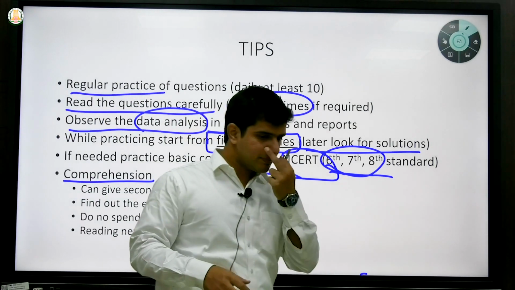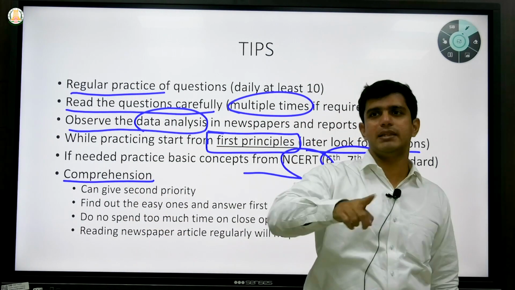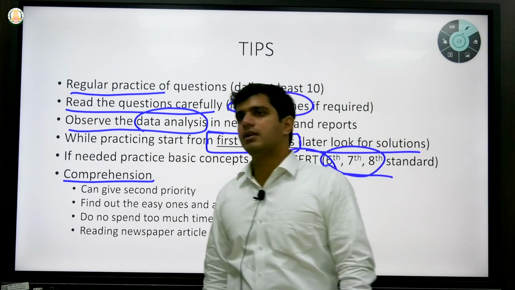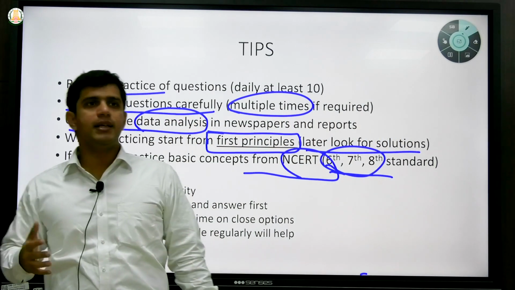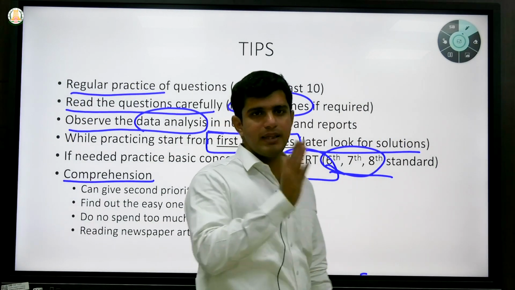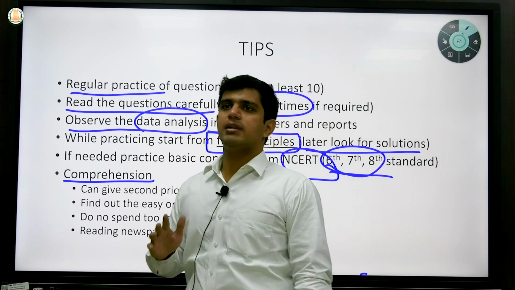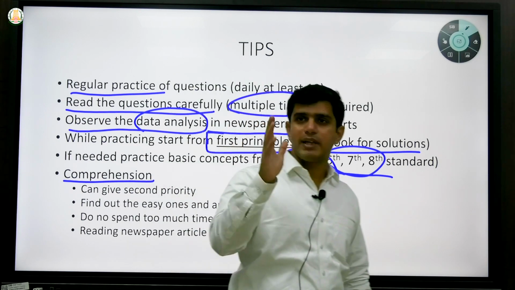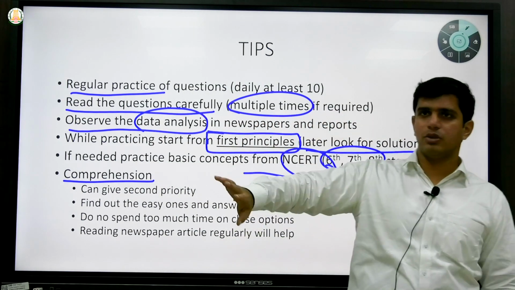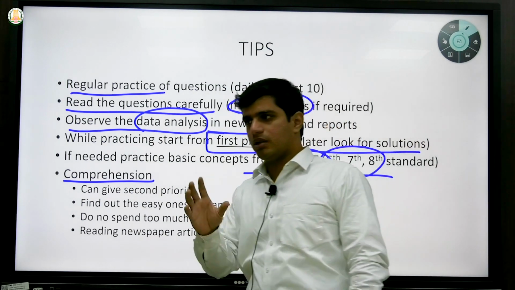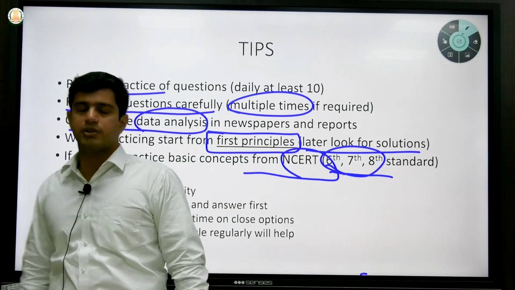Some statements are very far apart, so you can easily eliminate them and get the answer. Out of those 30, all 30 are not uniform. There will be easy, medium, tough. Identify those easy ones, solve them first and go. So at least you will have 10 comprehension questions with you instead of leaving the entire comprehension part.